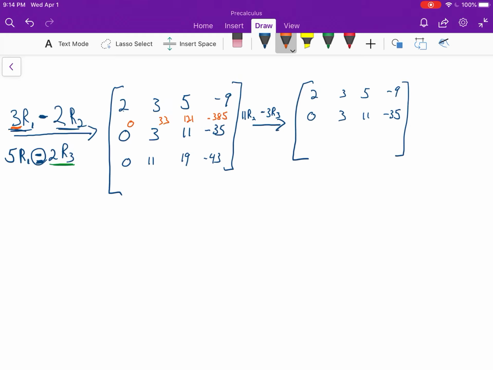And then we want to take 3 times row 3. Make sure you're careful with your multiplications here. If you mess up, it's really going to throw things off. So we have 3 times 0 is 0. 3 times 11 is 33. 3 times 19 is 57. And 3 times negative 43 is negative 129.